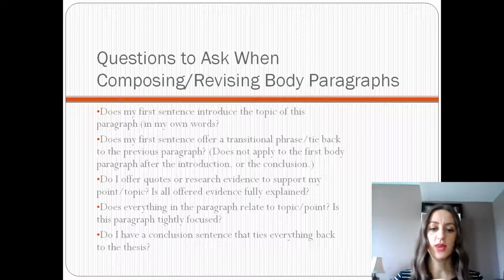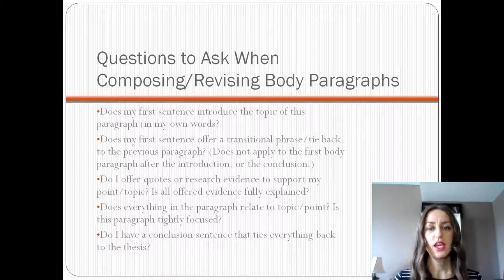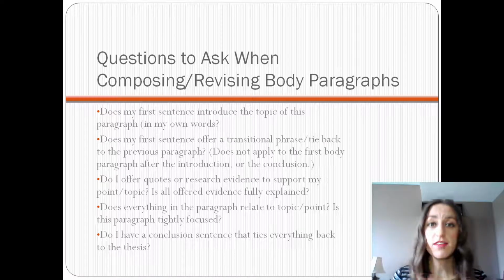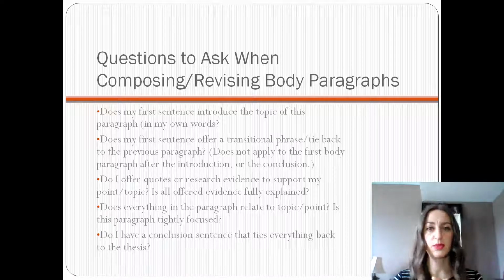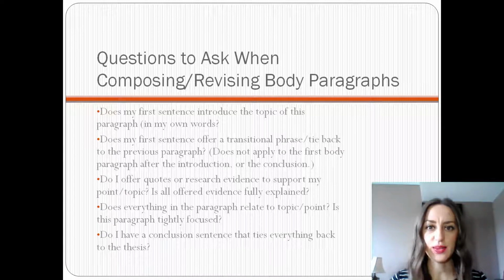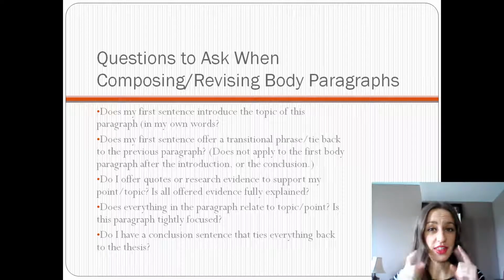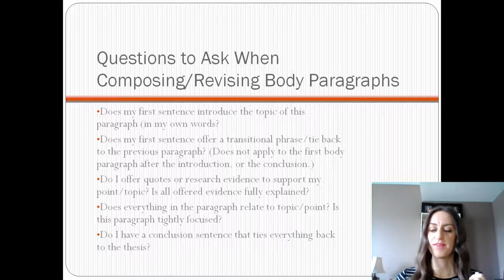And then finally, do I have a conclusion sentence that ties everything back to the thesis? And remember, it doesn't have to necessarily be in the last place, but somewhere in your paragraph, you should have some sort of phrase that makes it really clear how this point is supporting your thesis. Even if you think it's obvious, this is the same thing for explaining quotes. Even if you think it's obvious what the point is, even if you think it's obvious how this is supporting the thesis statement, say it anyway, all right? Make it super clear. It's not even just for your reader, it's for me to know that you know, all right? Make it clear that you understand.